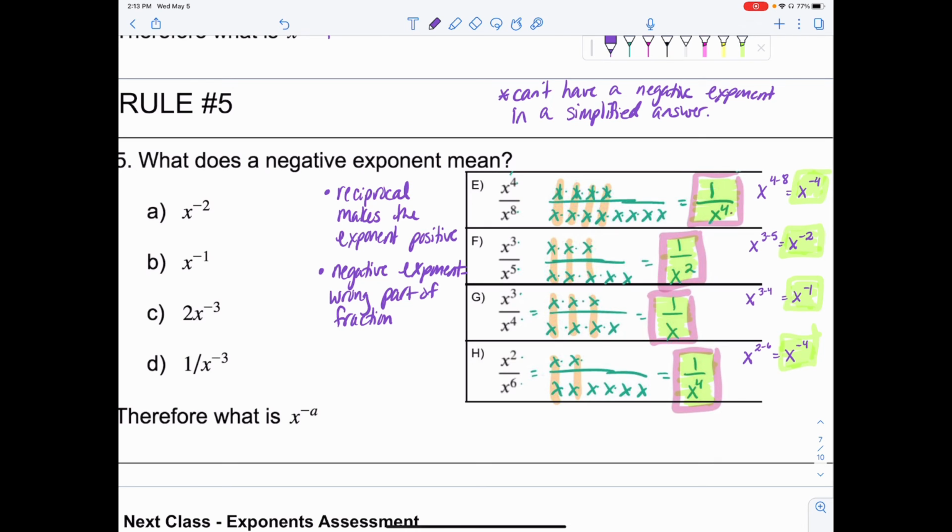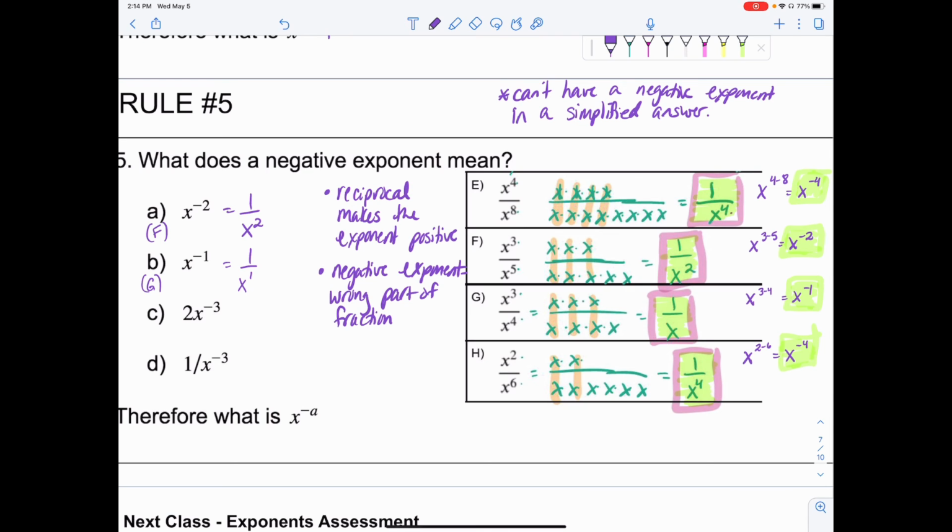It's the same thing. So when we look at number 5, these problems, well, A is really the same thing as problem F from last time. X to the negative 2nd, we would rewrite that as 1 over x to the 2nd for our final answer. B, that x to the negative 1, is actually like G from last class. We would write that as 1 over x to the 1st.